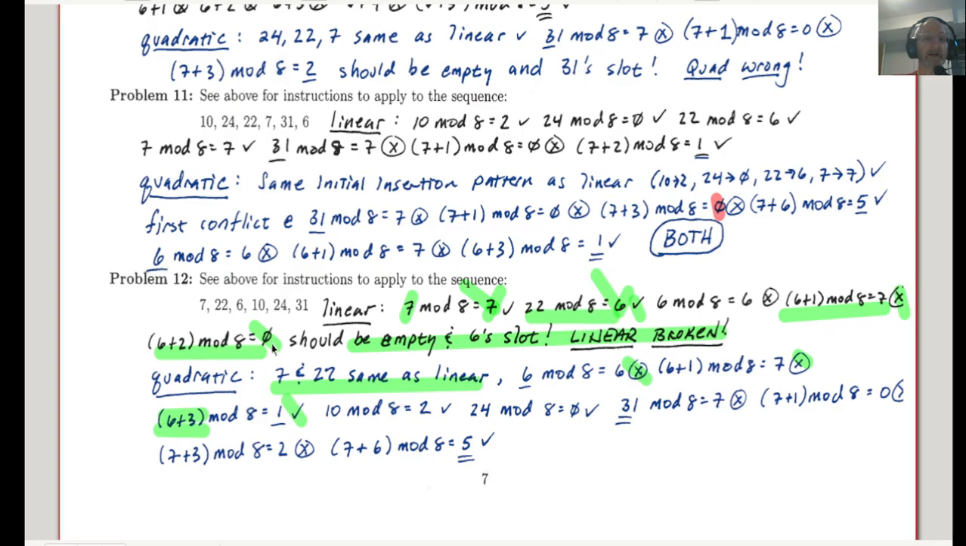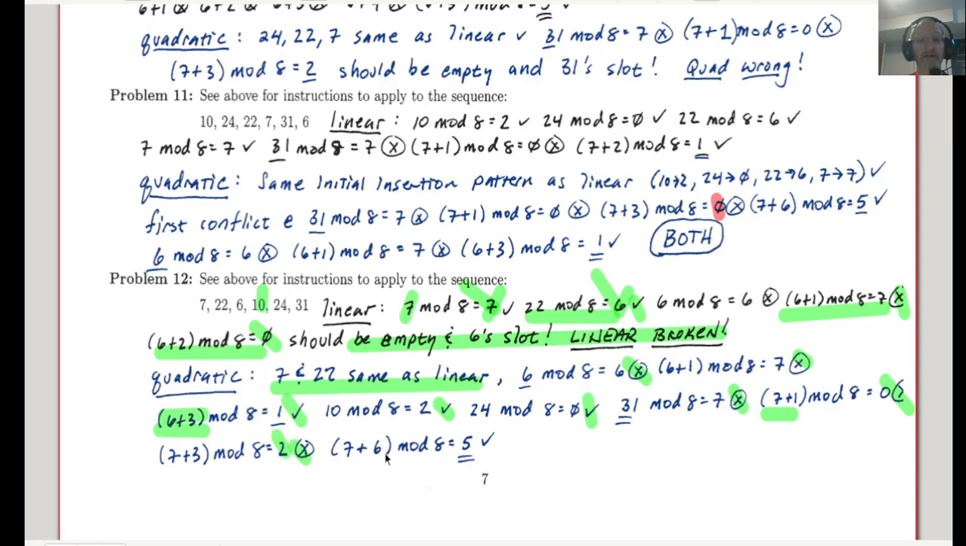Okay, 10, the fourth element, 10 mod 8 equals 2. That one is not a collision, and it works with the table above because I got a little check mark there. 24 mod 8 is 0. That works. 31 mod 8 is 7. That's a collision, so we do quadratic probing. 7 plus 1 is 0, but that's a collision. 7 plus 3 is 10. Mod 8 is 2, but that's a collision.